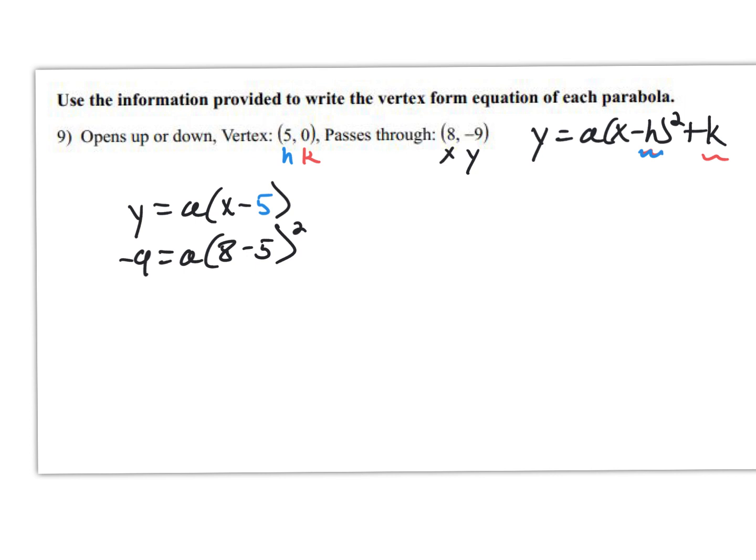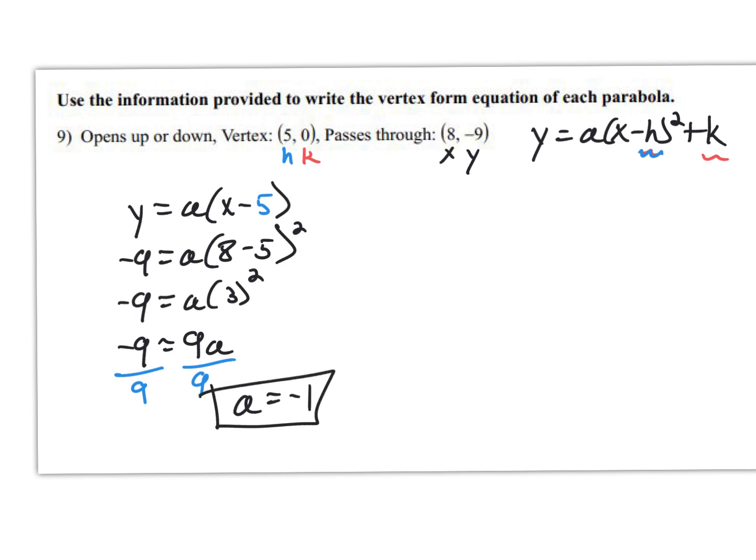So now we need to go ahead and just work out this equation to solve for a. So we have negative 9 equals a times 3 squared. That's 8 minus 5, which is 3, and then we have to square that. So we have negative 9 equals, and then 3 squared is 9, so that's 9a. Again, 3 times 3 is 9, times a is 9a. And then to solve for a, we divide by 9. Negative 9 divided by positive 9 is negative 1. So a is negative 1.